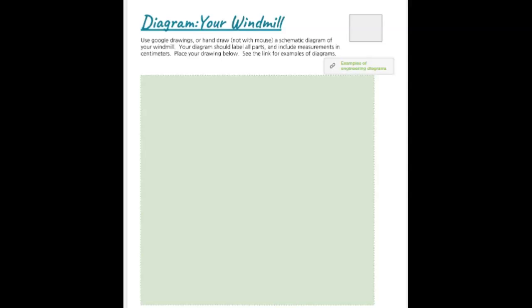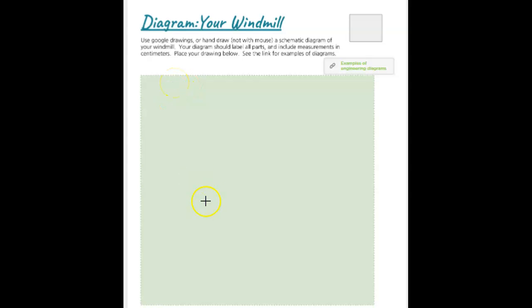Okay, so for diagramming the windmill, the first thing I want you to do on every single assignment you get from me or from any other teacher is read the directions. Many of the diagrams were pretty good, but lost points because they didn't read the instructions. Your diagram should label all the parts and include measurements in centimeters. That's something that a good chunk of people did not do, and that's just throwing points away.